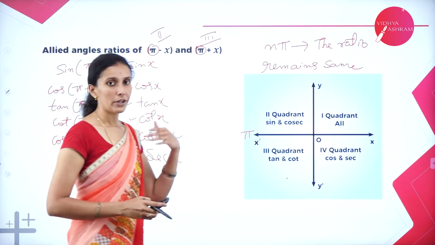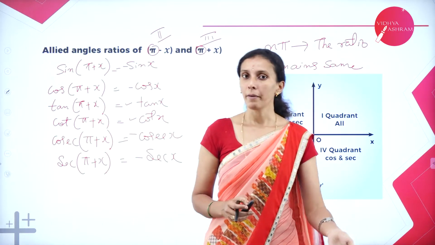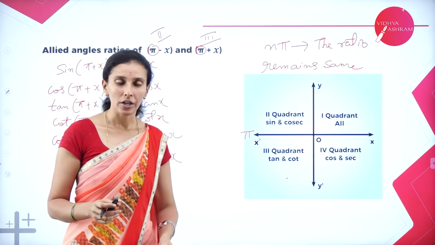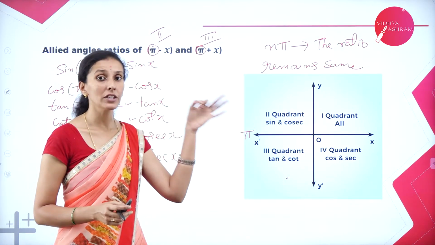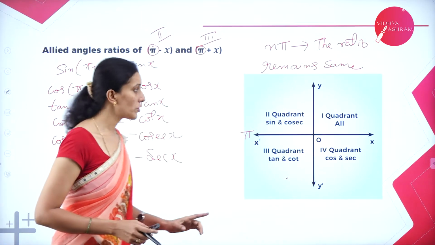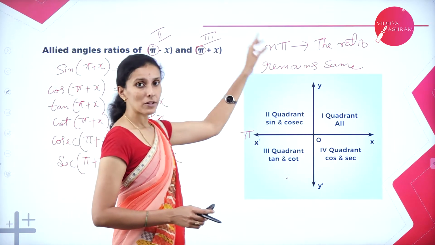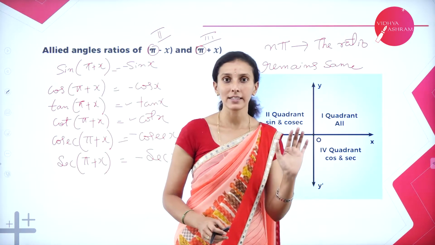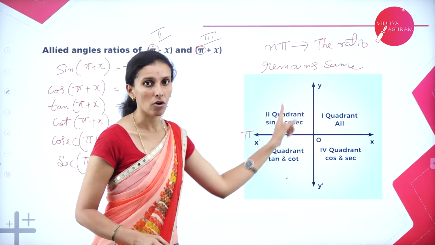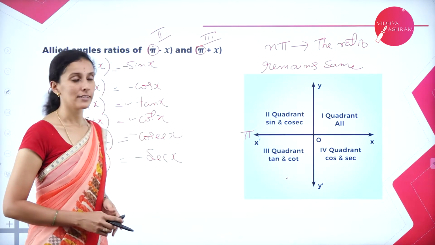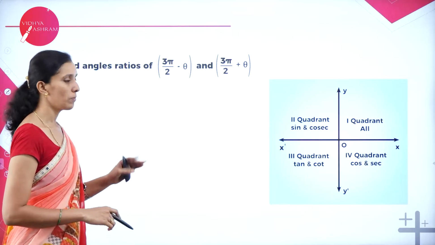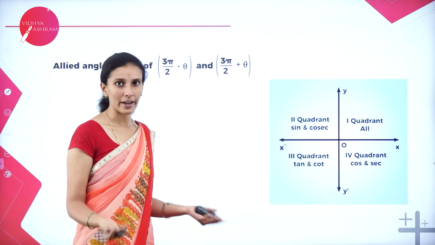So remember, when you have odd multiples of pi by 2, the function changes to co-function. The sign of the trigonometric function depends on which quadrant it lies in. Also, when you have multiples of pi, the ratio will not change. It remains the same, but again the sign depends on which quadrant it lies in. Next we have 3 pi by 2 minus theta, 3 pi by 2 plus theta. You can take theta or x also.